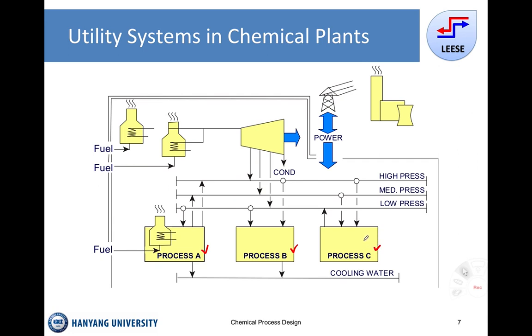Process C needs high pressure steam and medium pressure steam, and process B needs low pressure steam and also high pressure steam. Then process A demands low pressure steam. So based on the temperature requirement, we need different pressure levels for the steam.